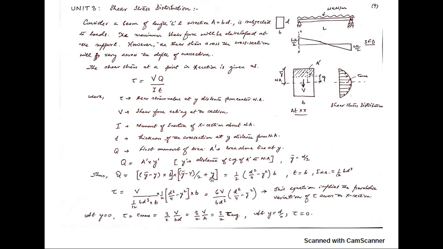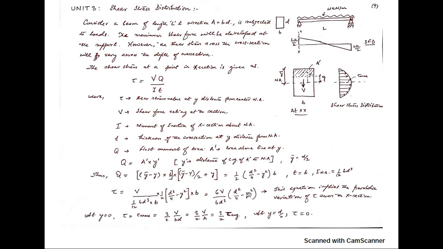After calculating this, what we are getting over here is this term. So Q depends upon the square of y. So this will be parabolic. And we have t equal to b, and I we know as bd cubed by 12. So putting all the values over here, what we are getting is 6V upon bd cubed times d square by 4 minus y square. So you can see over here all the things are constant except y. And how will the shear stress vary with y? It will vary parabolically because the degree of y is 2. So this is parabolic variation.